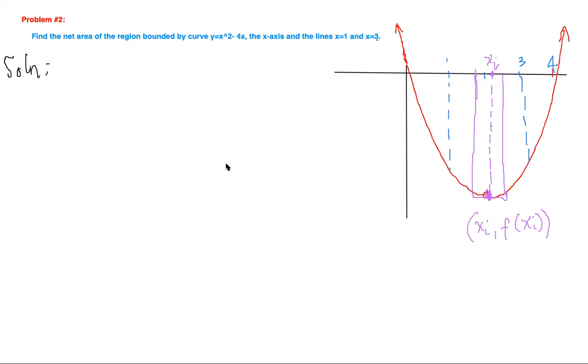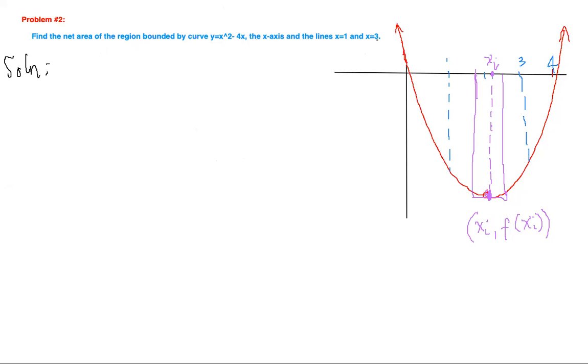Let's solve problem number 2, finding the area under a curve. The problem is: find the net area of the region bounded by the curve y equals x squared minus 4x, the x-axis, and the lines x equals 1 and x equals 3.